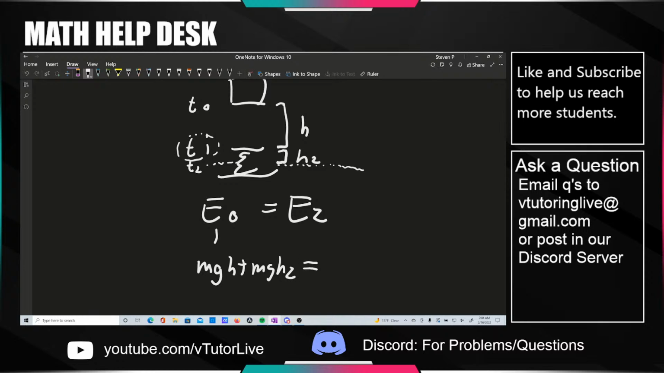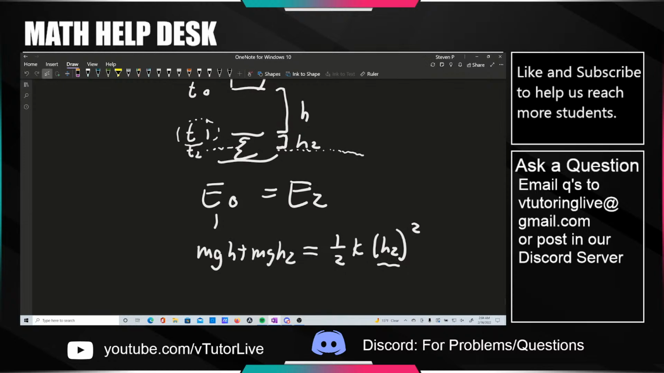So if that's equal to 1/2 m, and the compression is just h2 squared, right? You can just solve for h2 like that. Oh, sorry, it should be a k. 1/2 k h2 squared. And yeah, you can solve for h2, and that's basically all you need to do, right?